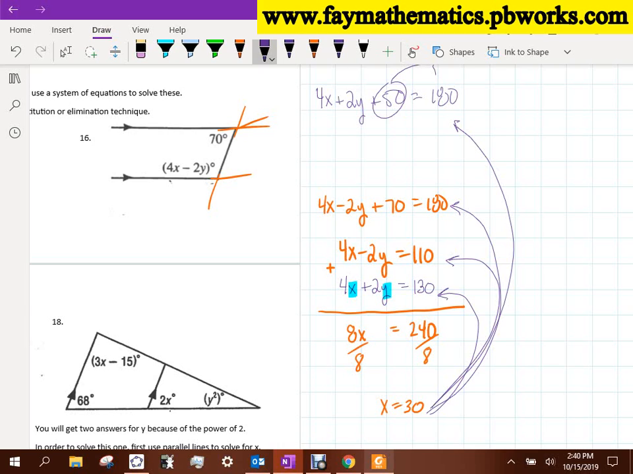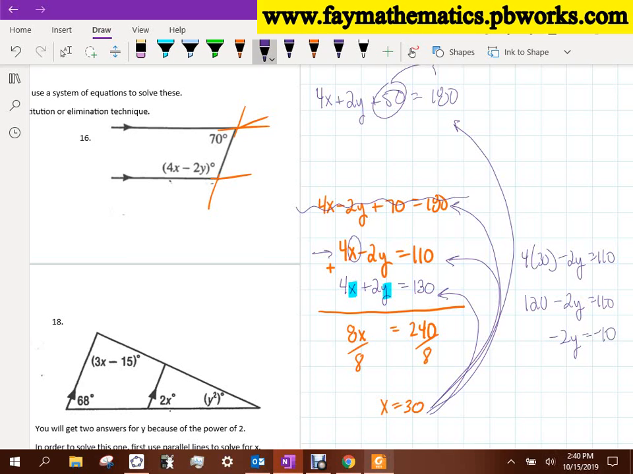The only place that it might matter is if you're trying to be efficient with your time. So my thought is, I'm probably not going to plug it in here because it's more efficient to plug it in right there, because that's a cleaner version of what I just crossed out. So I'll plug the 30 in right there for that x. So we get 4 times 30 - 2y = 110. So that's 120 - 2y = 110.